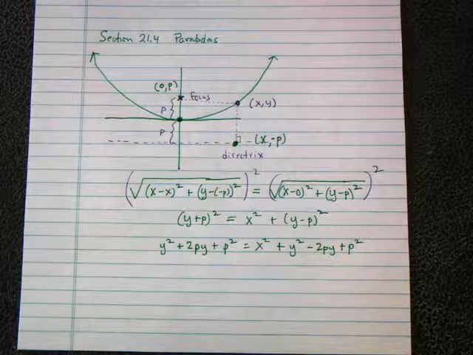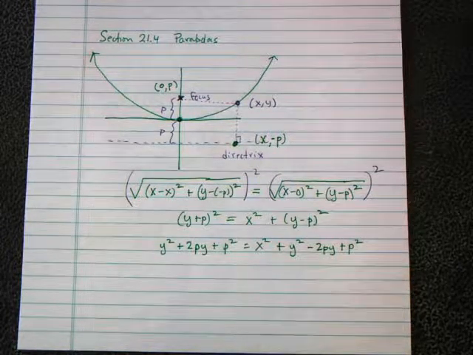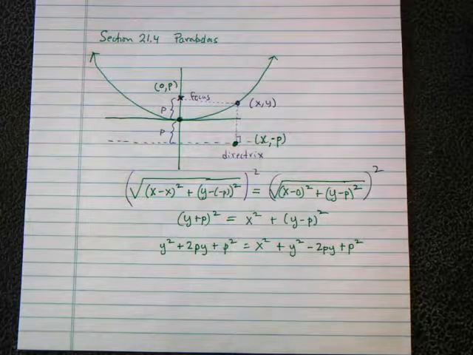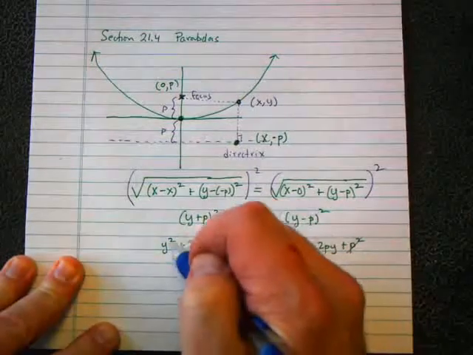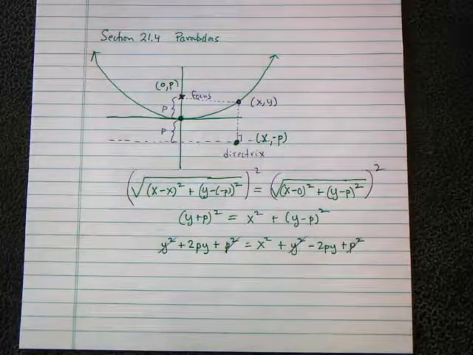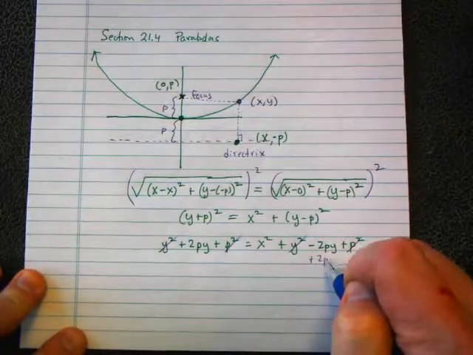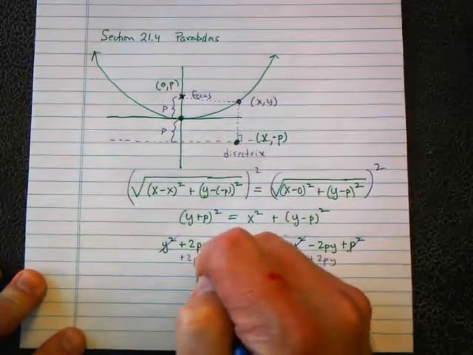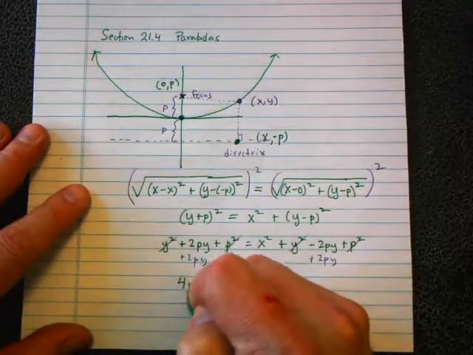I think some more stuff goes away. What goes away? I can subtract p squared on both sides. And I can subtract y squared on both sides. And then how about if I were to take this and add 2py to both sides? I would have 4py. All right, so this is our general equation of a parabola.